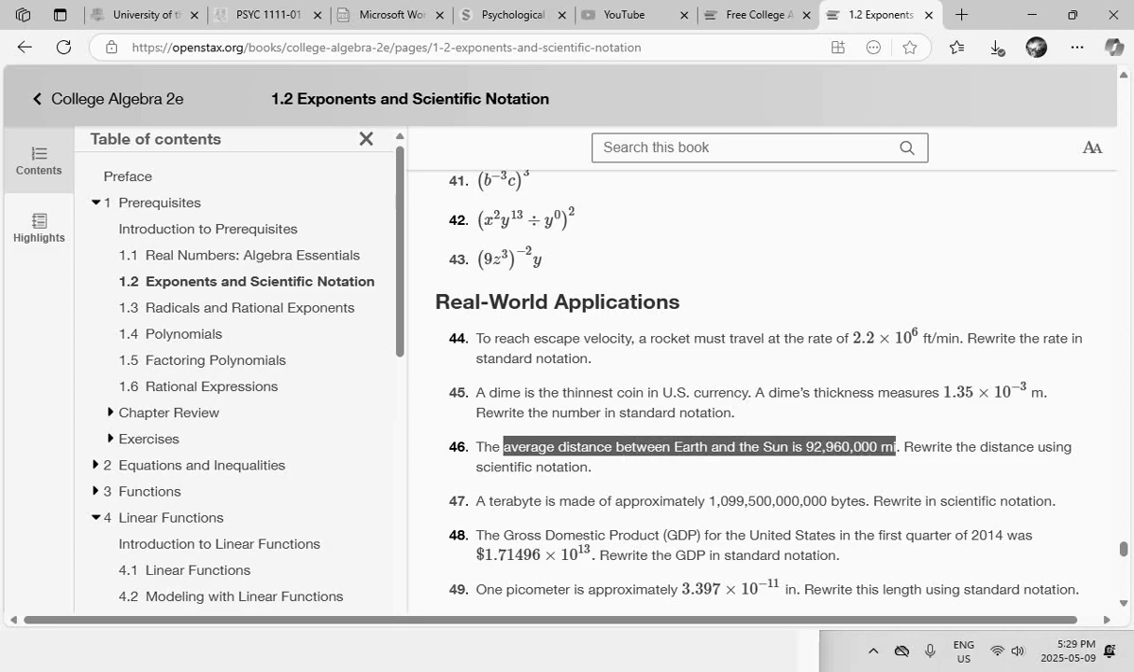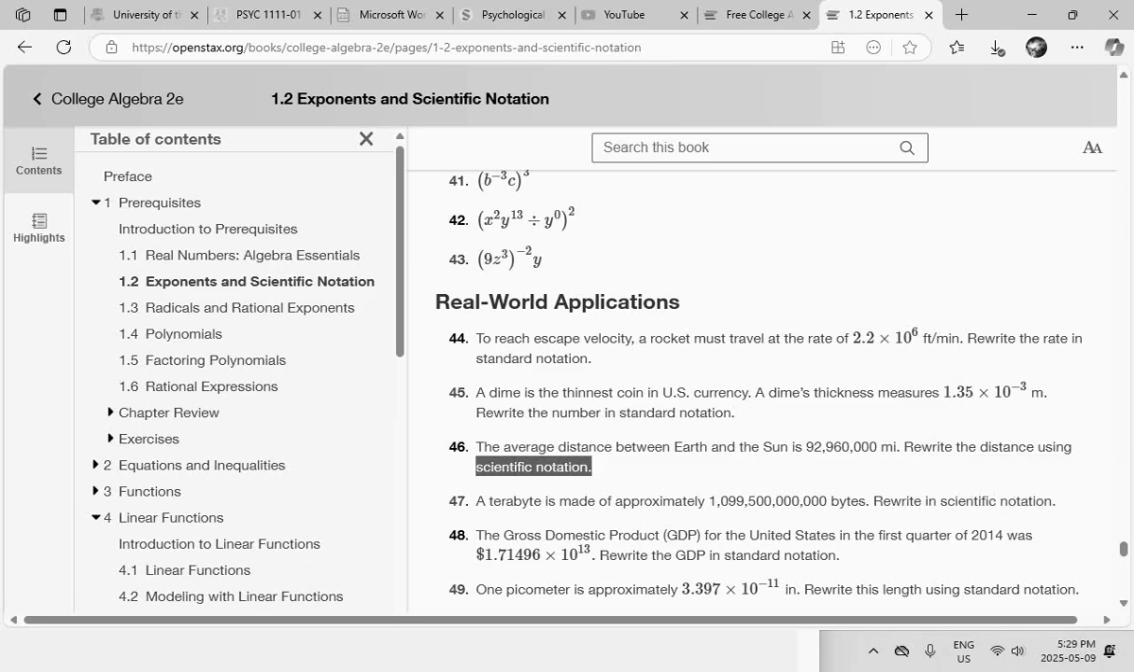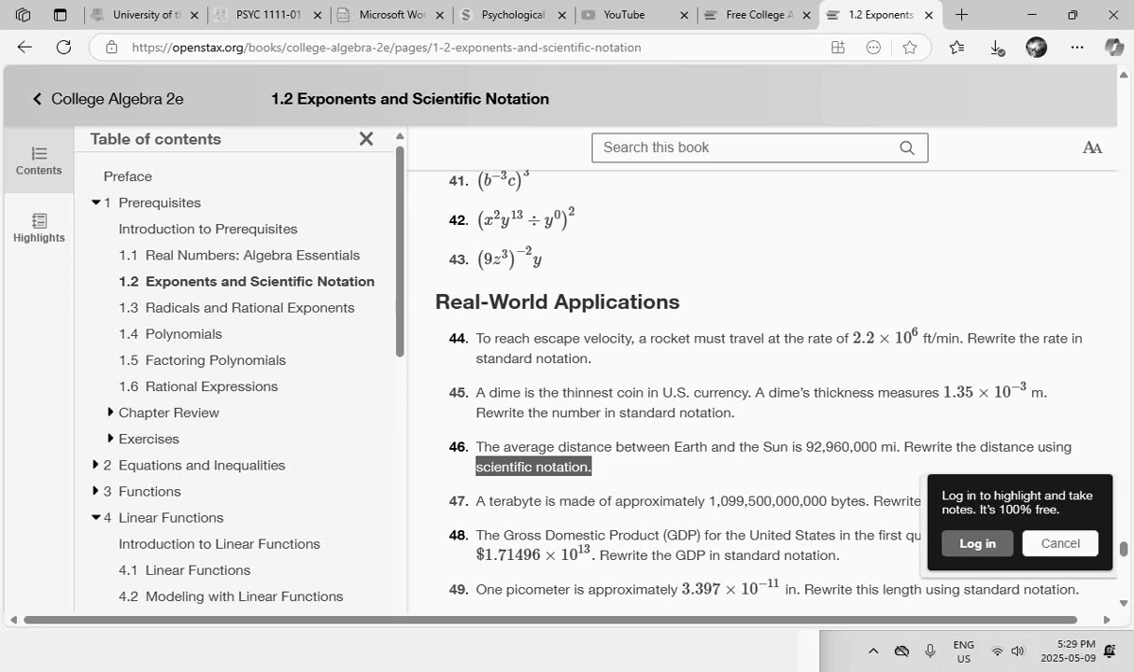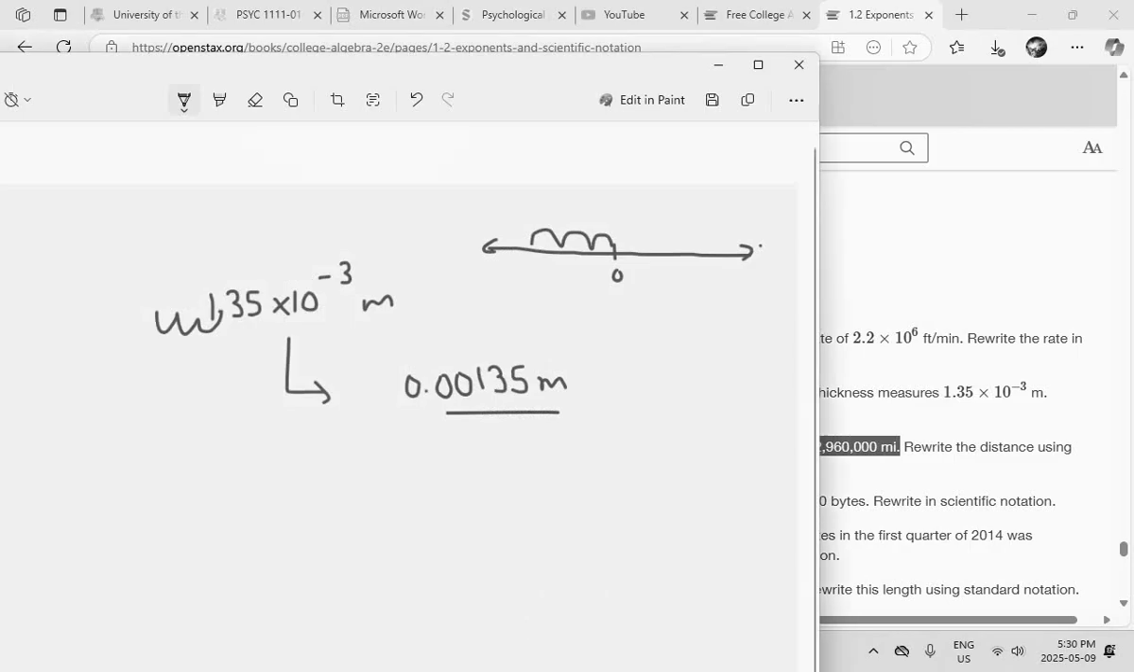All right, next up, further down, the average distance between Earth and Sun is 92,960,000 miles. Rewrite this distance using scientific notation. When we talk about turning a standard notation into a scientific notation, we're talking about adding exponents. In order for you to add the exponent, you will need to place your decimal place between 9 and 2, right over here. And you will need to figure out how many exponents you will need to add to get this standard notation over here.